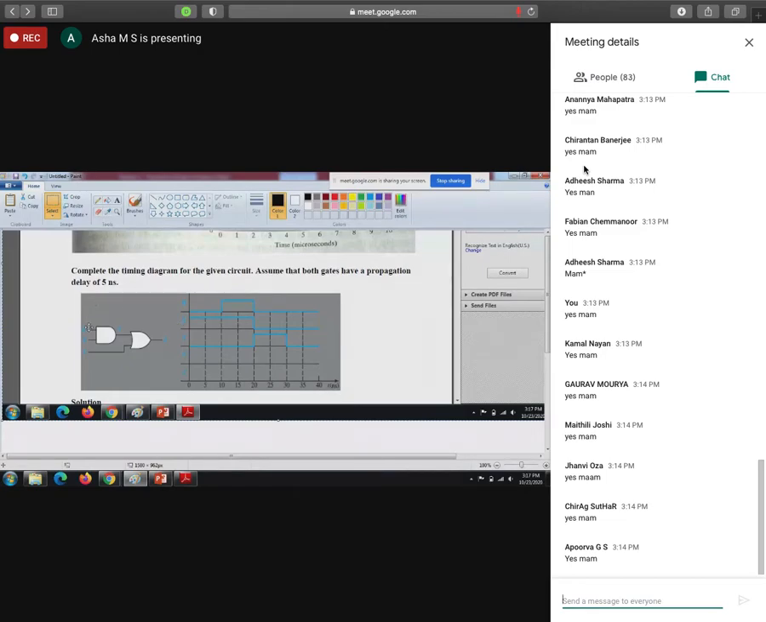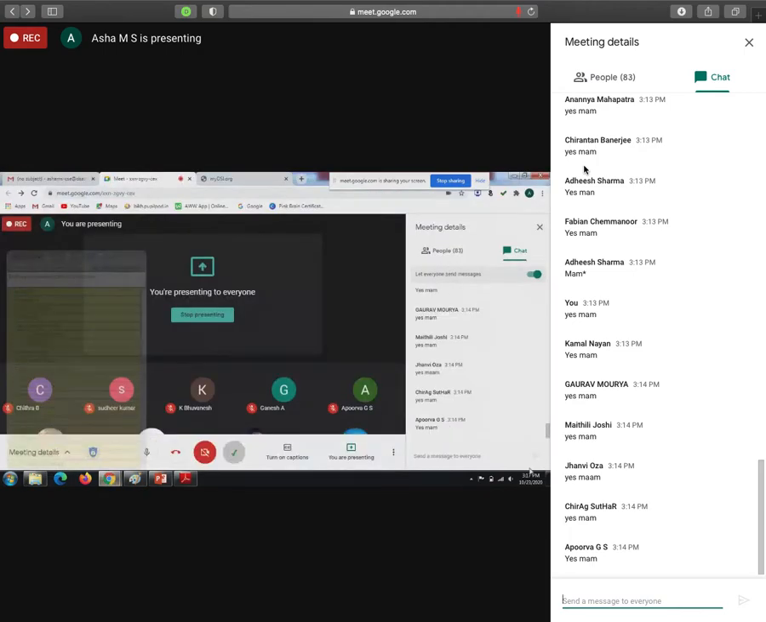W, X, Y are the inputs. V is the output of the AND gate. Z is the output of the OR gate. So find out V and Z. If you are clear with that, you can solve this.